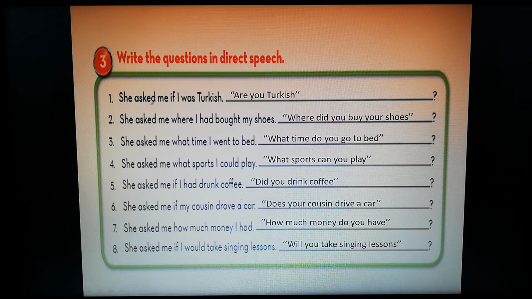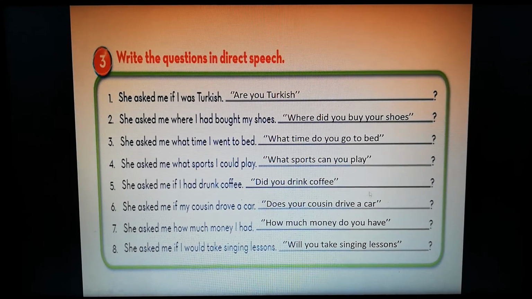Number 1. She asked me if I was Turkish. Are you Turkish? Number 2. She asked me where I had bought my shoes. Where did you buy your shoes? كمان number 2 بقدر أحكي where have you bought your shoes لأنه عندي هون past perfect أنا بقدر أرجعها إما simple past أو present perfect تنتين صح.